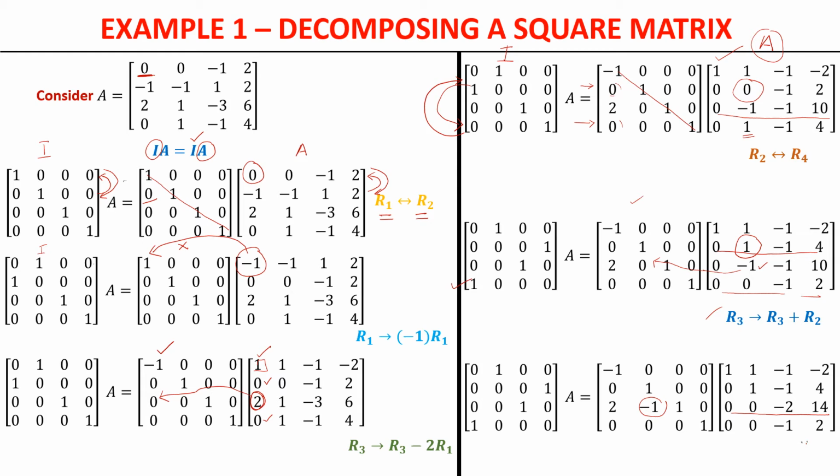Now you see, the first column is done. The second column is also done. Now what should we do? We have to change this minus 2. So we divide it by minus 2 so that I make the third diagonal element also 1. I'll show that in my next slide.